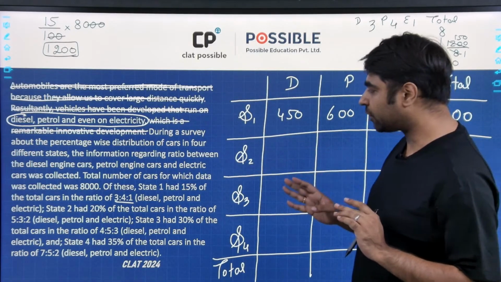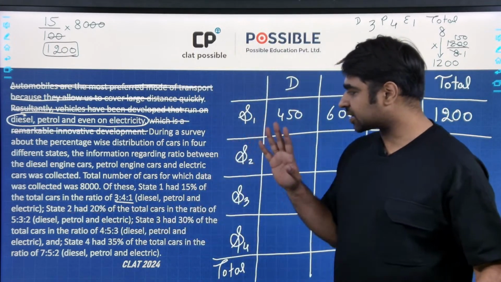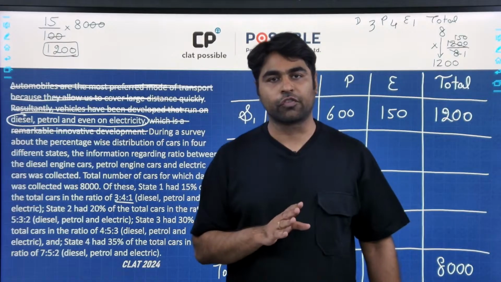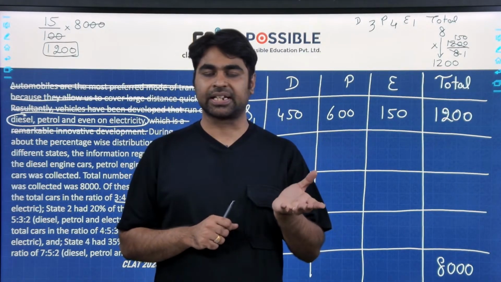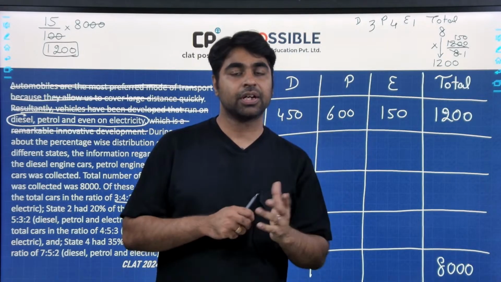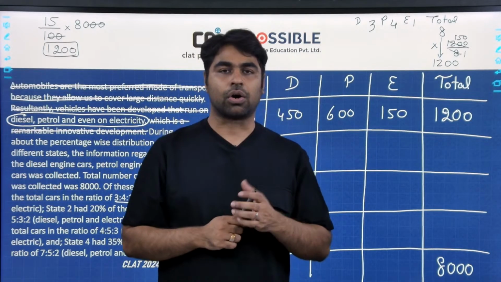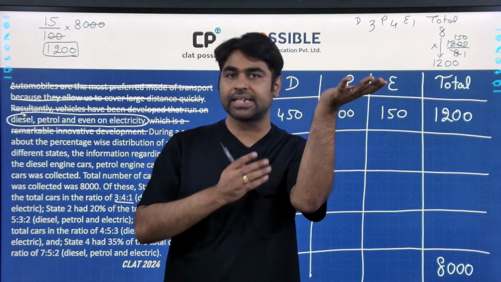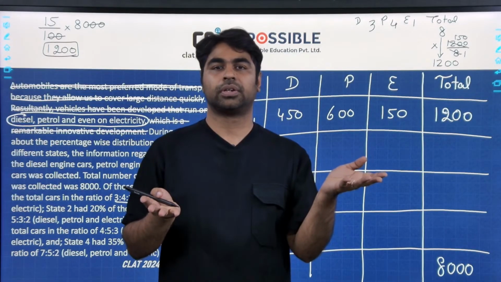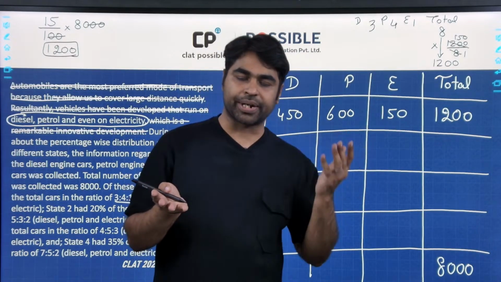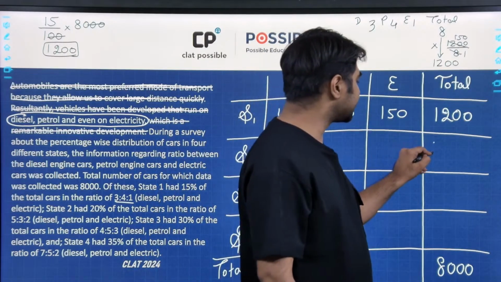Let me do it for 1 or 2 more for you. Now state 2 has 20% of the total cars. 20% of 8000, so what will be 20% of that? 20% is nothing but 20 upon 100, that is 1 upon 5. 1 upon 5 into 8000, you will get 1600. Or you can say that if 100% is 8000, then 10% will be 800, and 20% is the double of 800, that will be 1600. So data given here is 1600.